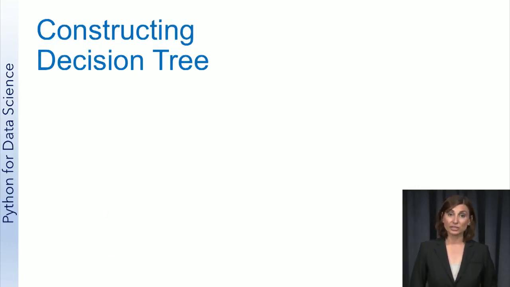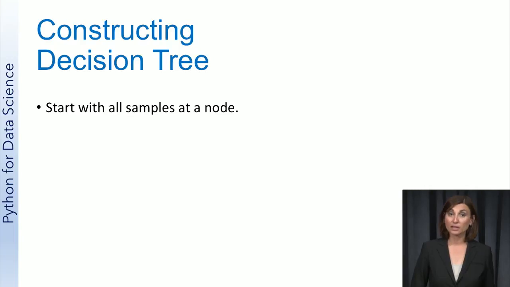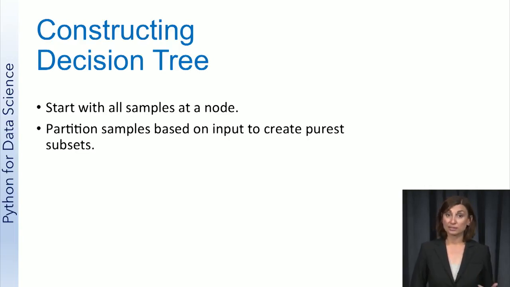A decision tree is built by starting with all samples at a single node, the root node, and adding additional nodes when the data is split into subsets. At a high level, constructing a decision tree consists of the following steps. Start with all samples at a node. Partition the samples into subsets based on the input variables.